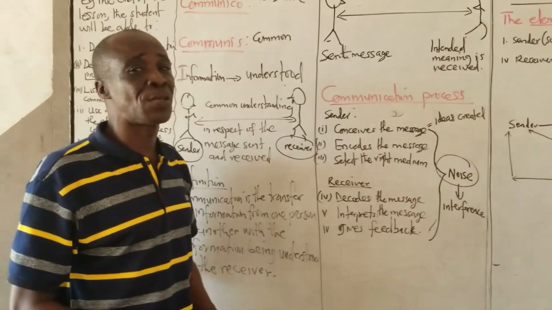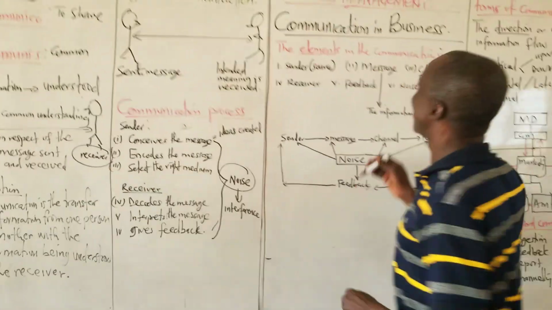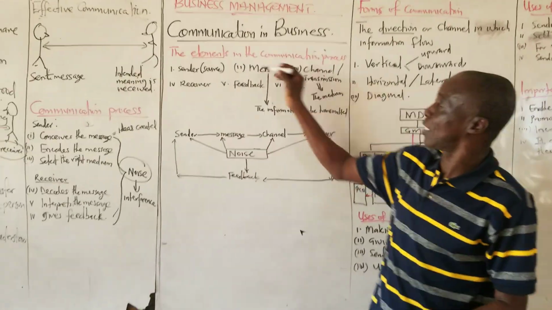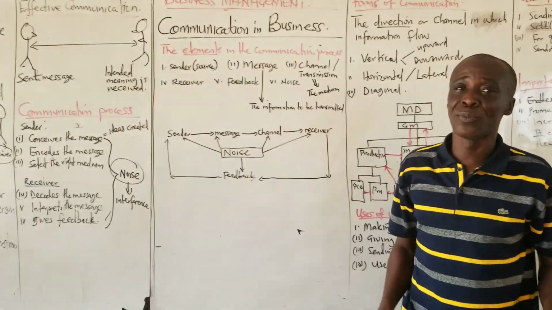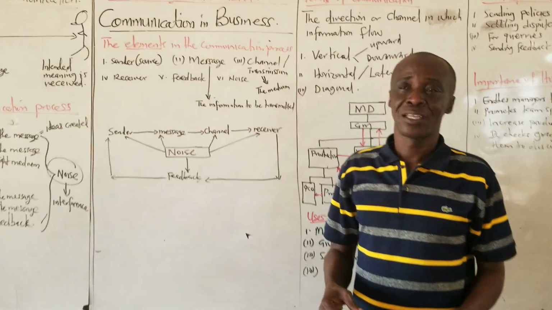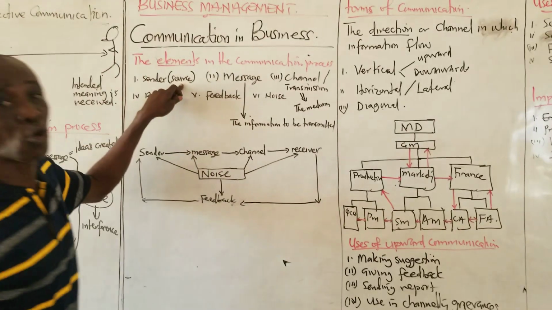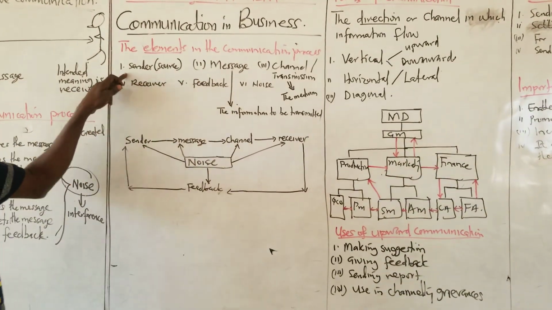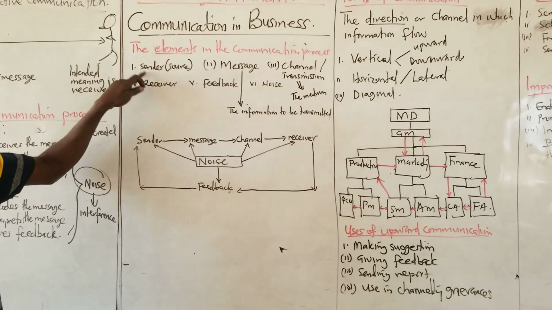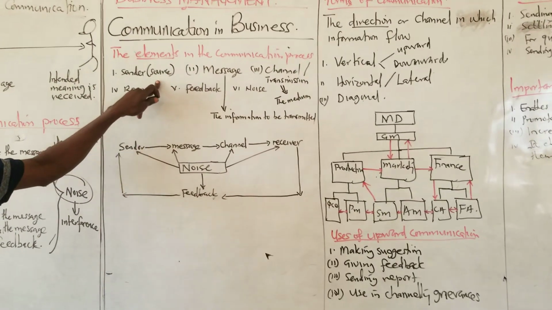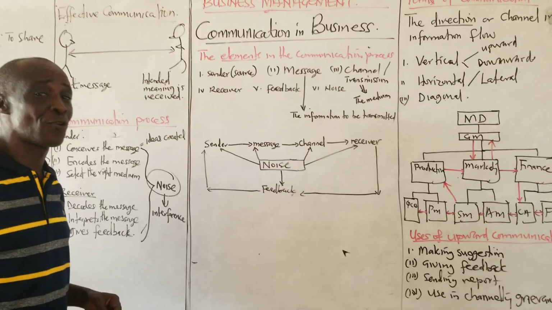Now this communication process has certain elements. So we are looking at the elements in the communication process. The first one is the sender, which is also called the source. Number one, the sender. That is the same as source. So in communication, when you say the source, you mean the sender, where it came from.